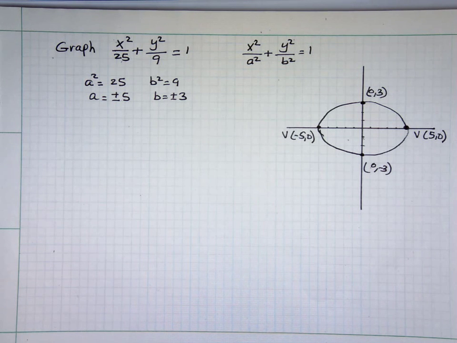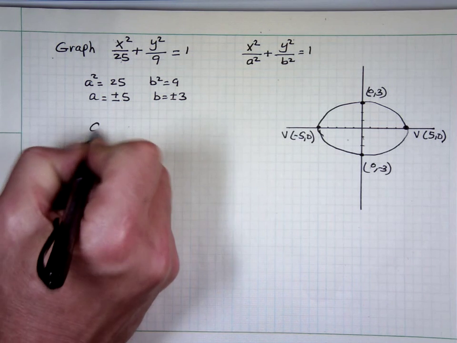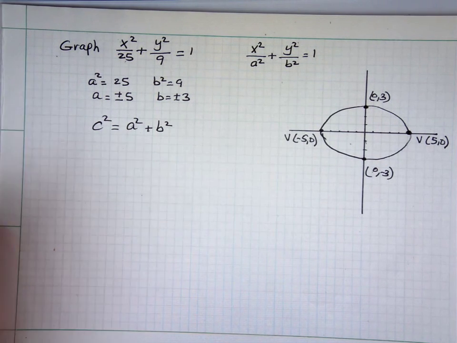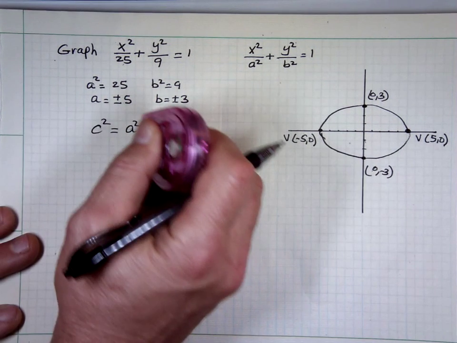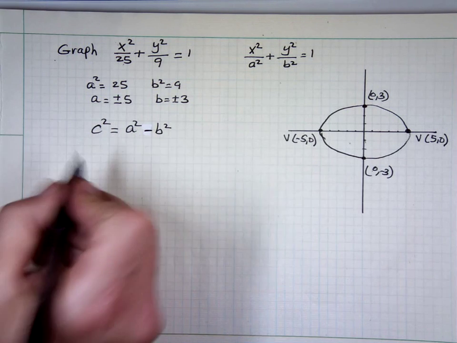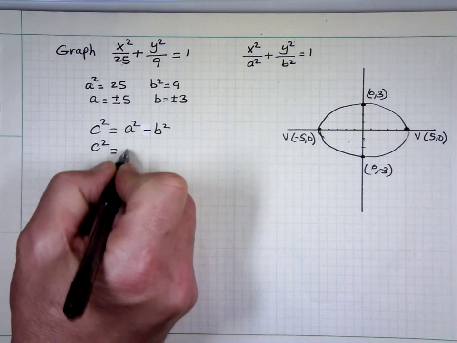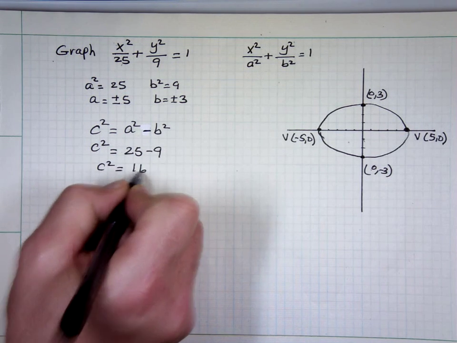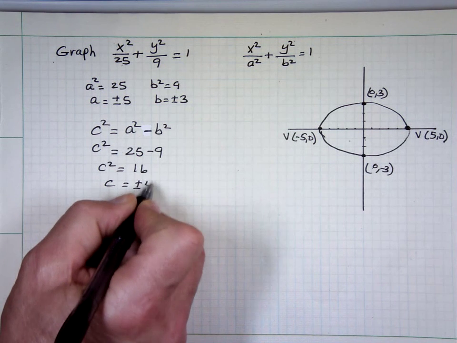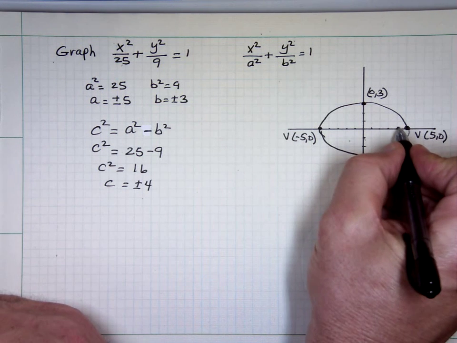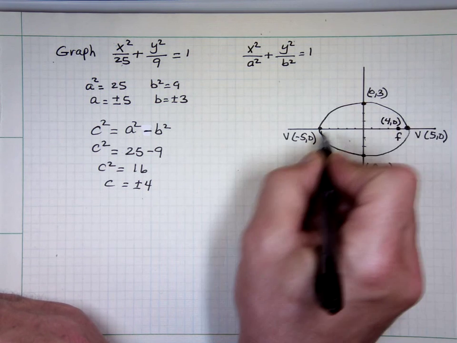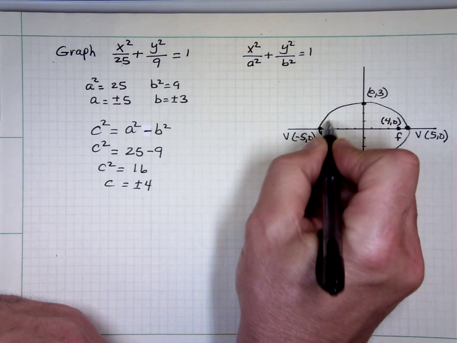The next point is, can I find what c is, or the focal point? We know c squared equals a squared plus b squared. Oh, minus, not plus, minus. c squared equals 25 minus 9. c squared equals 16. c equals plus or minus 4. So one focal point is going to be here, (4, 0). The other focal point is (negative 4, 0).